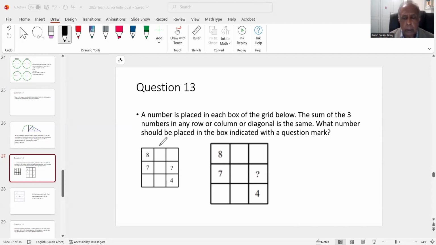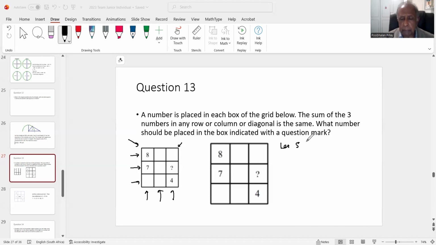In other words, when I add those 3, it's the same as the sum of those 3, any row or column or diagonal. So you're allowed to include the diagonal. That sum is the same as that sum. Okay, so now the question is, what is this number here? I can see 2 numbers in this diagonal, so I can work out the third number, but I have to say what the sum is.